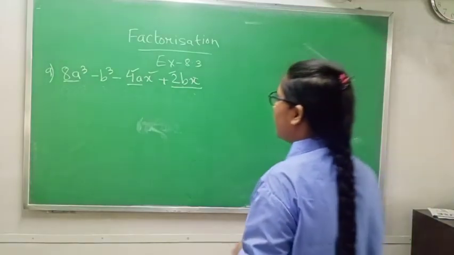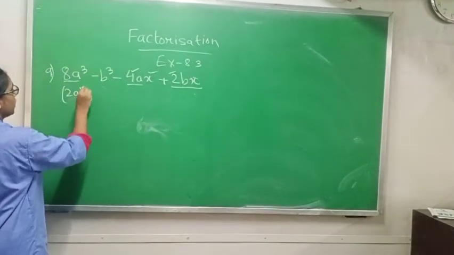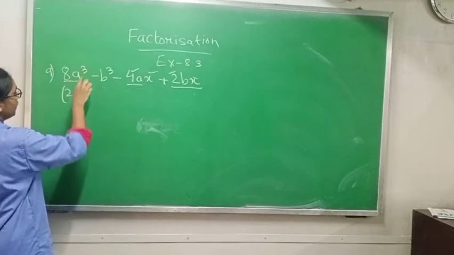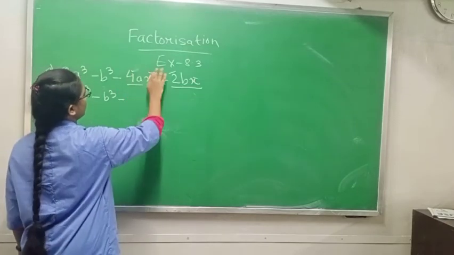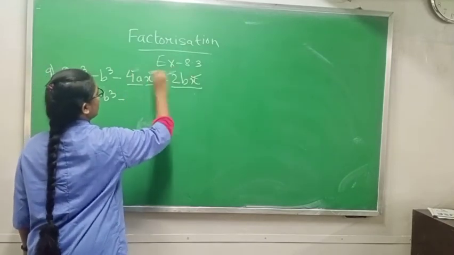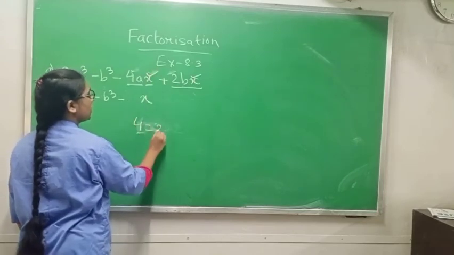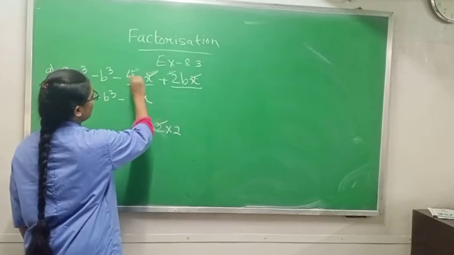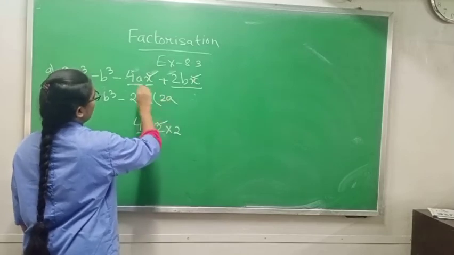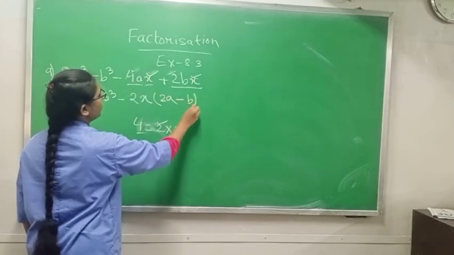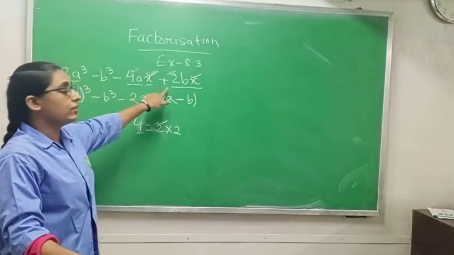Class 9C question number 9 exercise 8.3. Now you can write this one 2a whole cube because 8 is cube of 2 and a we have cube, so 2a whole cube minus b cube. Now from this cube what we can take common, we can take x common, x present in both, and from here we can take 2 common because 4 is made out of 2 2, so we can take 2 common from both. So what is left? 2a minus b. Why 2a minus b? Because we have taken minus as a common.